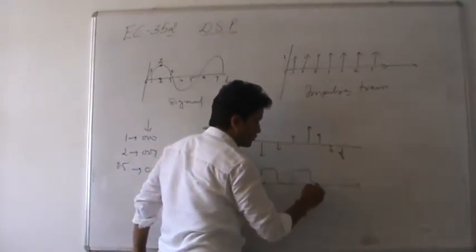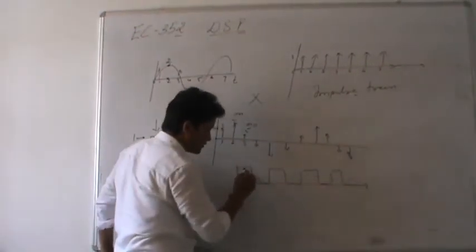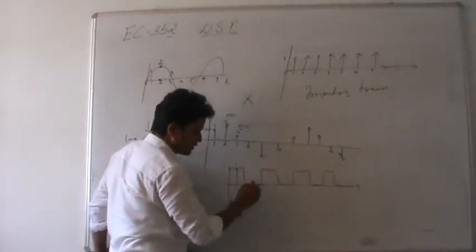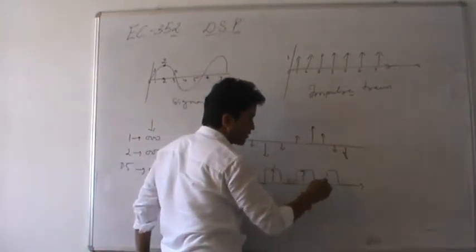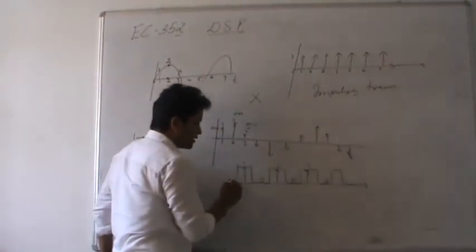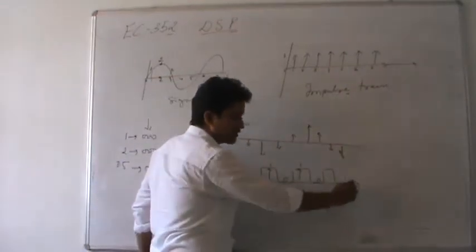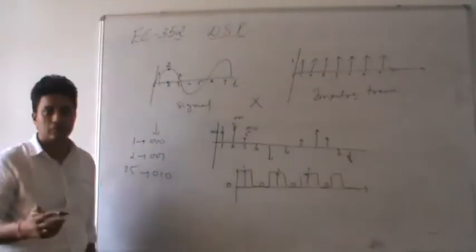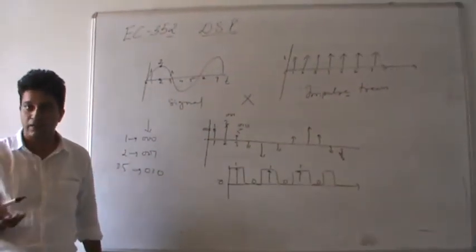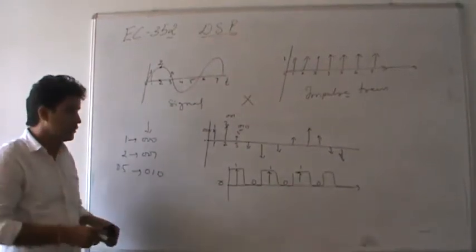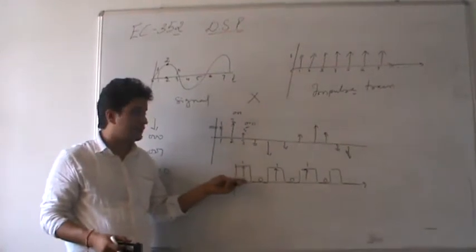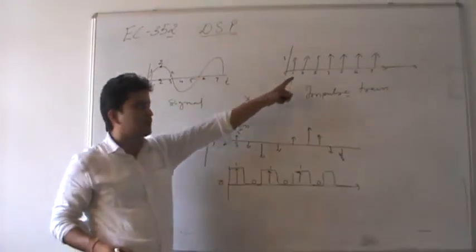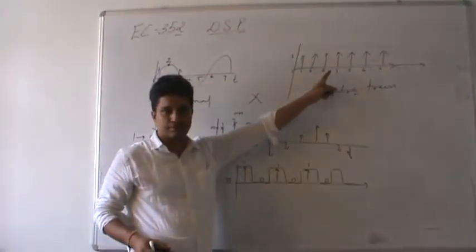You see this waveform, where this part represents magnitude 1, this part represents 0. This is 1 again, this is 0. This is 1 again, that is 0. This waveform is nothing but a digital waveform. So we have only two levels of the magnitude, 1 and 0. So this is digital, this is continuous, and that one is discrete.